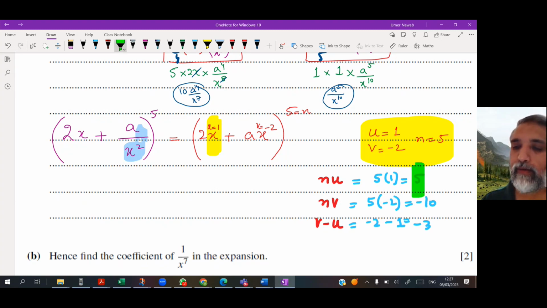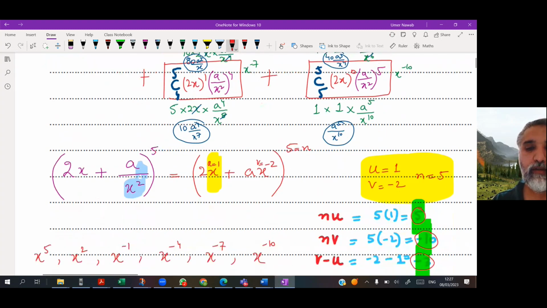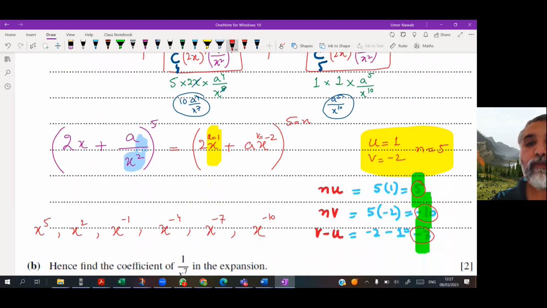Do you agree with me? The first power in the expansion should be 5, and the last power for x should be minus 10. Each time the power should decrease by 3. Can I write the next powers after decreasing by 3? So it should be 2, then minus 1, then minus 4, then minus 7, and then minus 10. Did I get the same powers, guys? Same powers came to me.